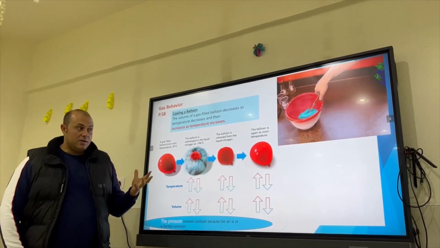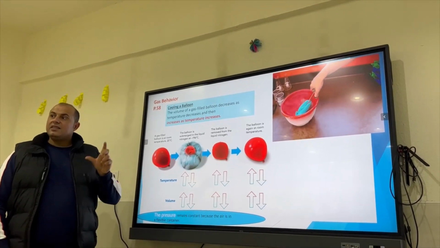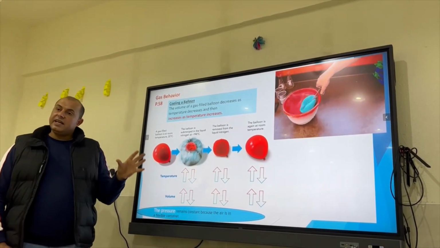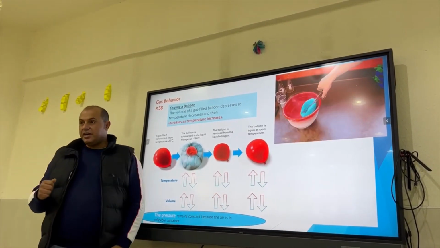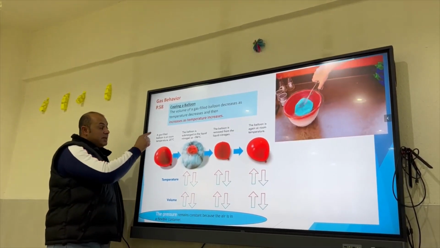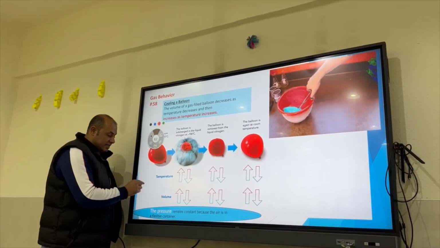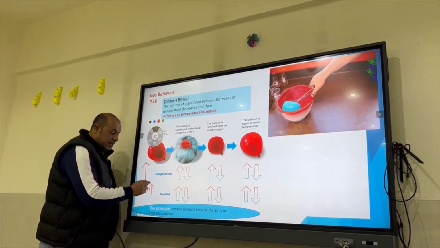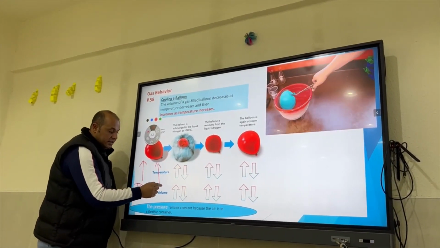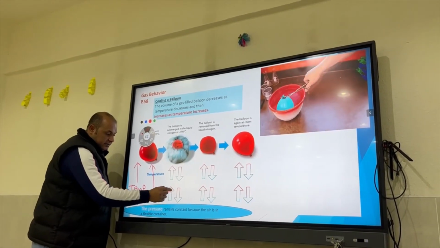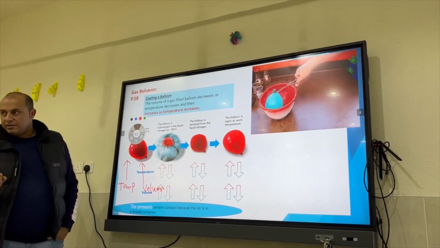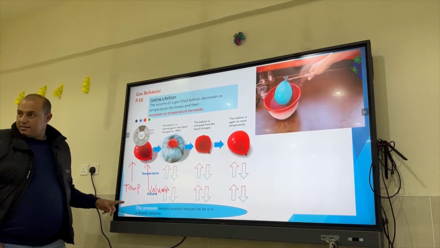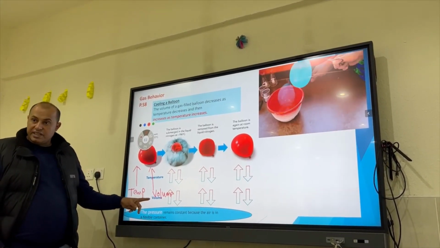What does the word directly proportional mean? They increase with each other or decrease with each other. For example, if the temperature of the gas increases, its volume also increases. And the opposite is correct. If the temperature decreases, its volume also decreases.